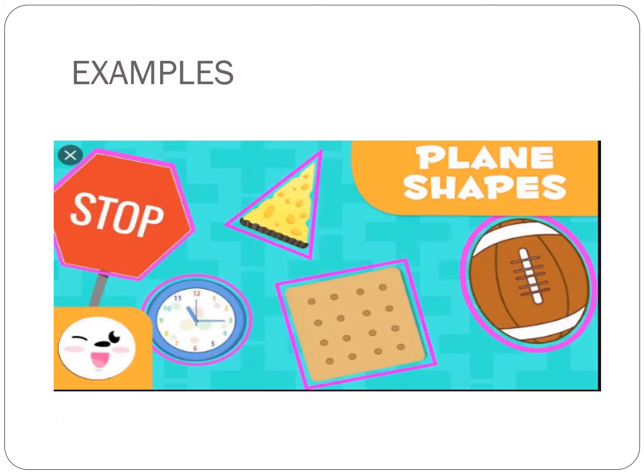Yes children, let's look at some examples for each shape. A clock is an example of a circle. A slice of cheese is an example of a triangle. A biscuit is an example of a square. The outside of a box is an example of a rectangle.